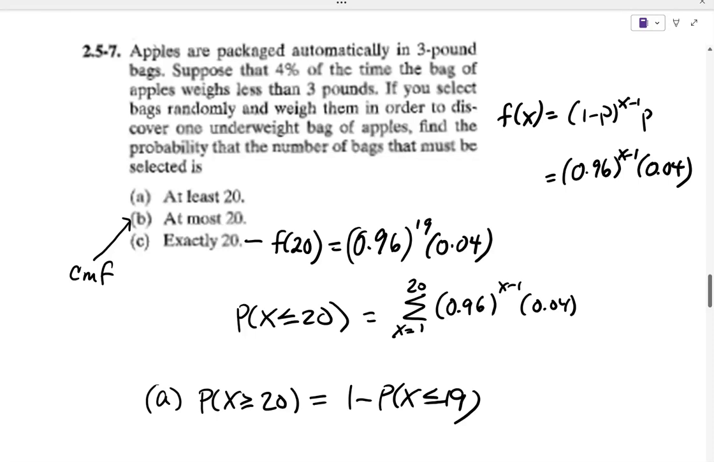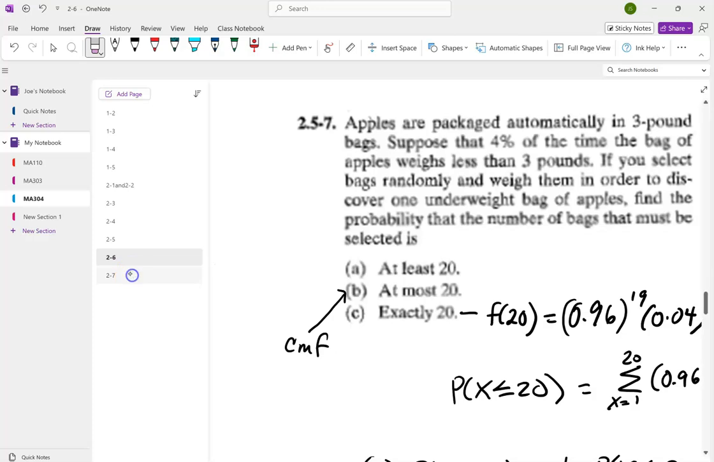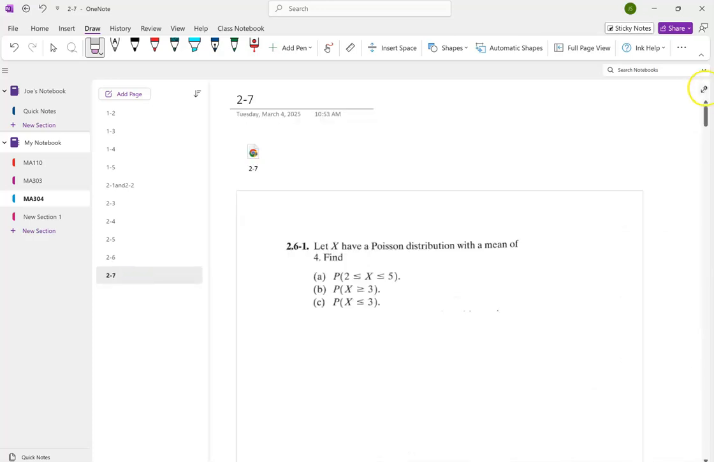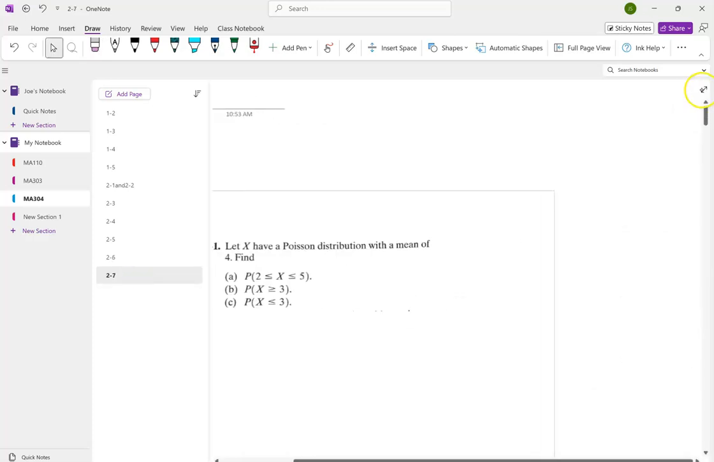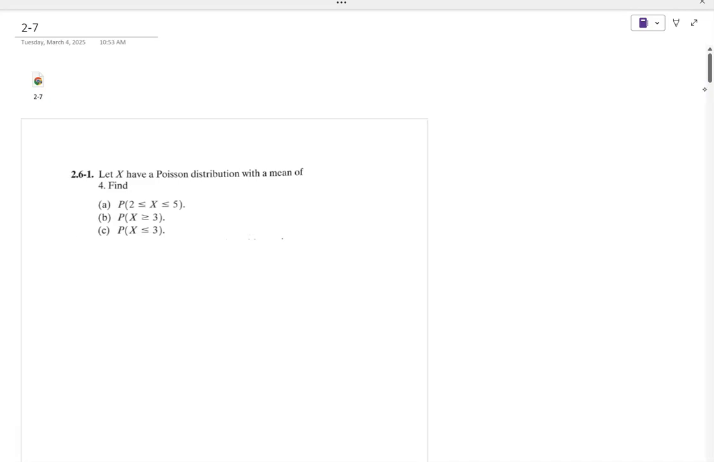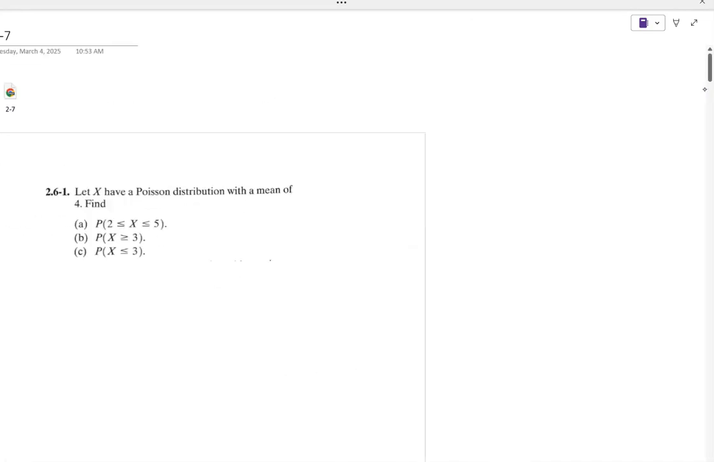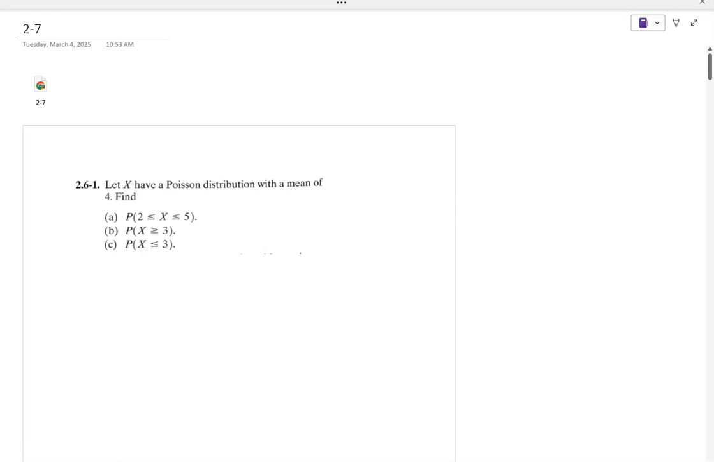Well, let's go on to the next section then. Do a little bit of an introduction here before doing some problems. All right. So you'll notice that we must be talking about something referred to as the Poisson distribution. We haven't talked about what that is yet.